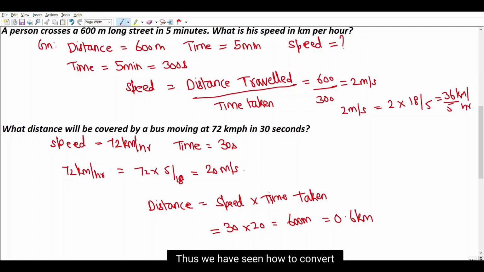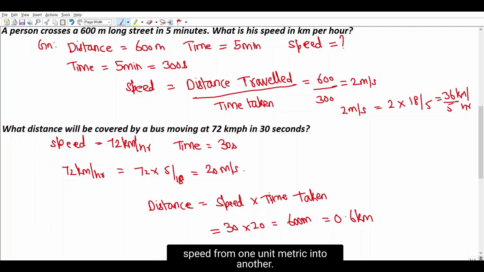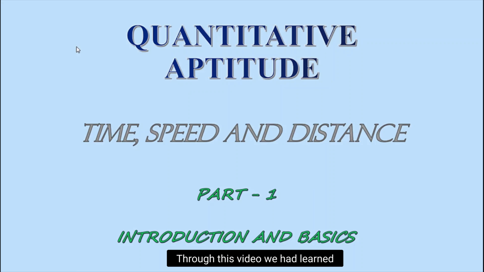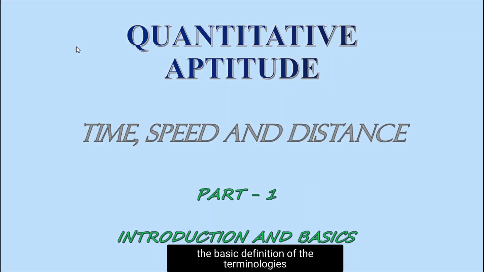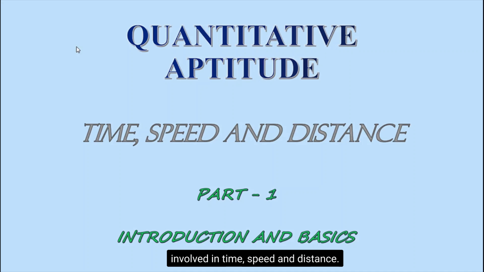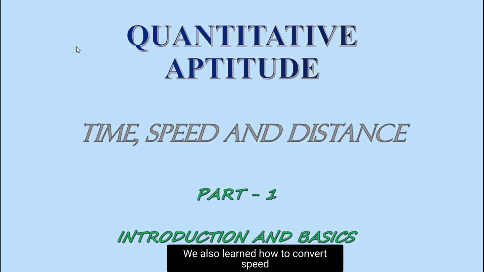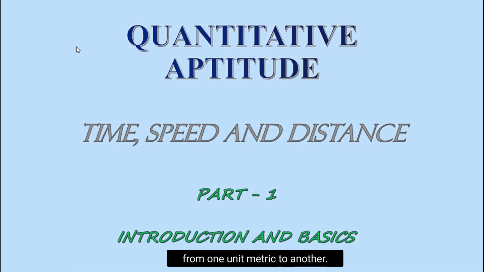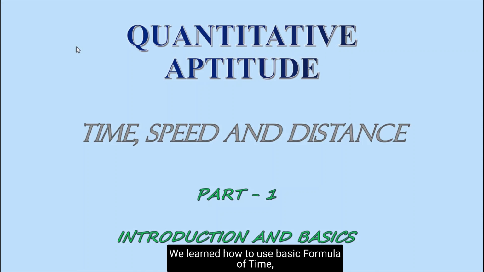Thus we have seen how to convert speed from one unit metric into another, and we also saw the basic implementation of the formula speed is equal to distance by time taken. Through this video, we had learned the basic definition of the terminologies involved in time, speed, and distance. We also learned how to convert speed from one unit metric to another. We learned how to use basic formulae of time, speed, and distance to solve some of the problems.